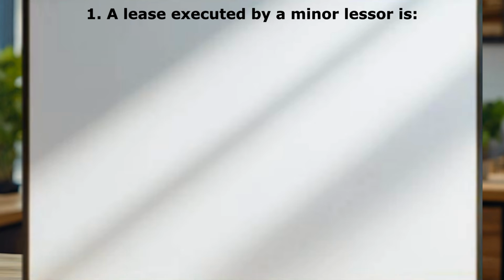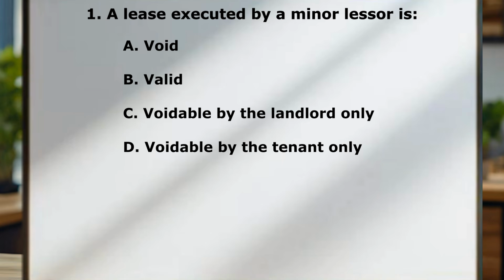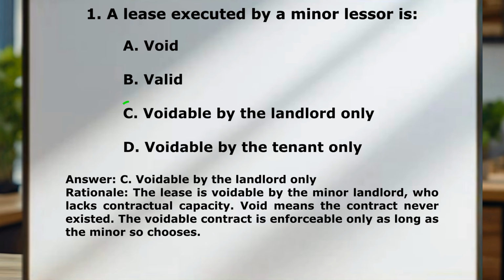Question number 1. A lease executed by a minor lessor is A, void, B, valid, C, voidable by the landlord only, D, voidable by the tenant only. Correct answer is C, voidable by the landlord only. So the lease is voidable by the minor landlord who lacks contractual capacity. Void means the contract never existed. Now, the voidable contract is enforceable only as long as the minor so chooses. Main things to know about this one, you got to know what void, valid, minor lessor mean.